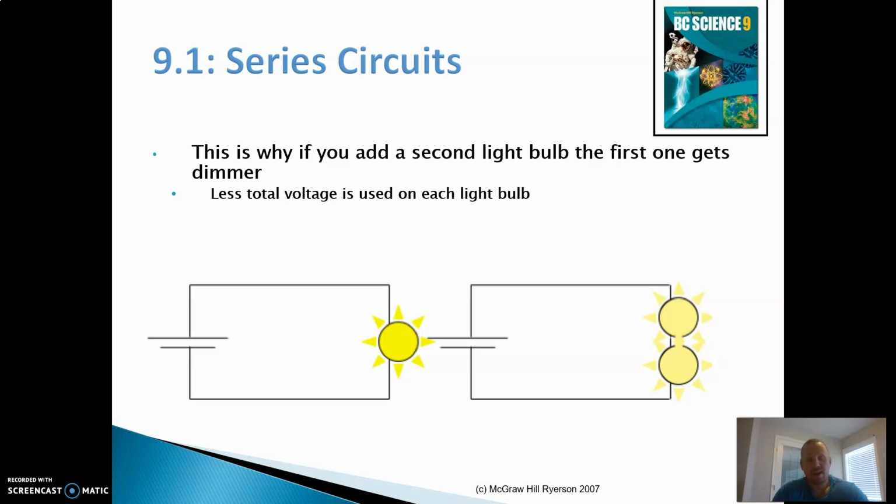So that's why, and we'll see this using the circuit simulator, if you have 2 light bulbs that are in series, or if you have one light bulb and you add a second one, because say this one was using the full 10 volts of the battery, if we add a second light bulb in, the first one will be dimmer. They'll both be dimmer because less total voltage is used on each light bulb.